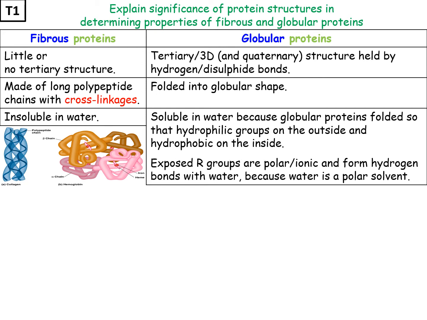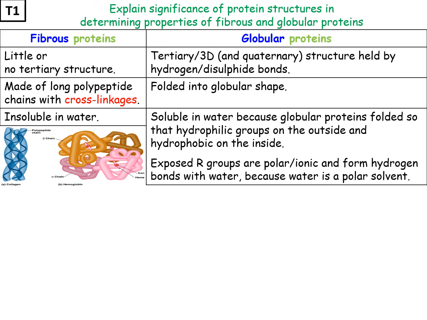The fibrous structure, which is the collagen, is made of long polypeptide chains which have cross linkages between them, whereas the globular protein, hemoglobin in this case, is folded into a globular shape. The fibrous protein is insoluble in water, which is because it has a structural property, so collagen can be found in examples such as the skin, hair and nails.